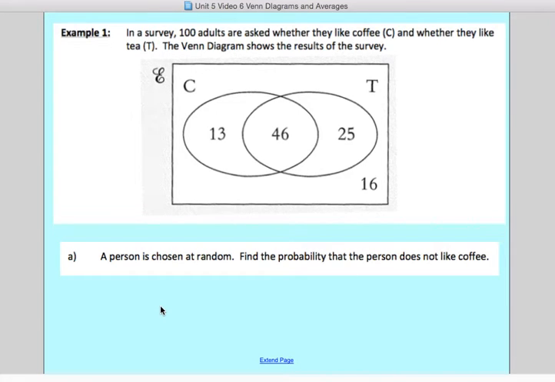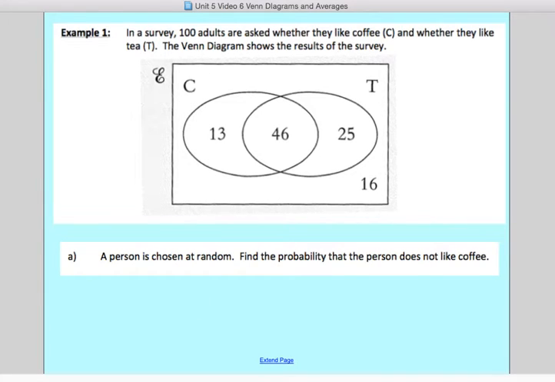So, example 1. In a survey, 100 adults are asked whether they like coffee, which is C, so this circle right here is representing coffee, and whether they like tea, which is this circle right here. The Venn diagram shows the results of the survey.